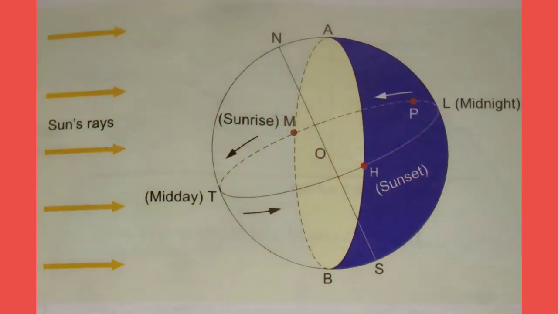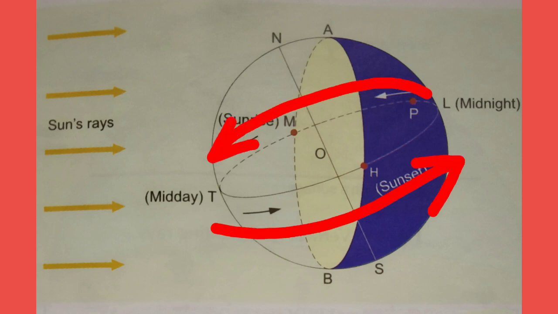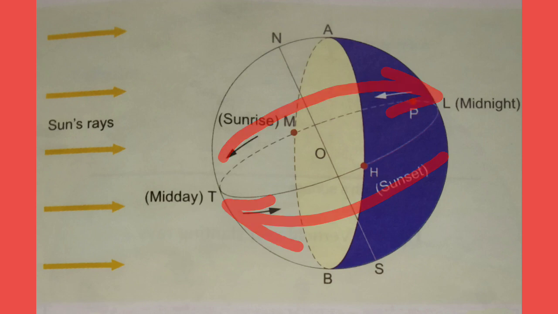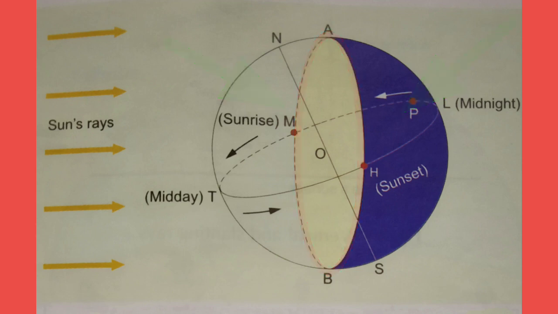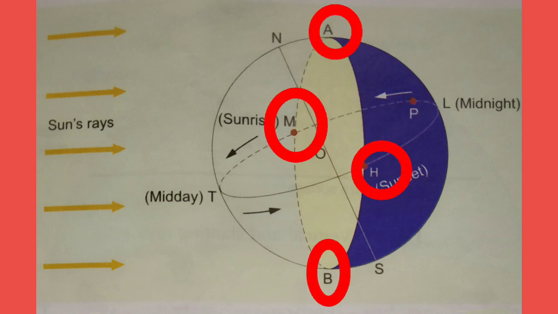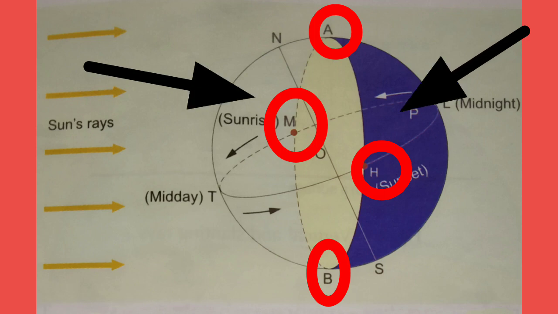We know that the sun appears to move from east to west because the earth rotates from west to east. The circle divides the earth into two equal parts. The points A, M, B, H, A are on the circle of illumination. These divide the earth into two equal parts, one experiencing day and the other night.